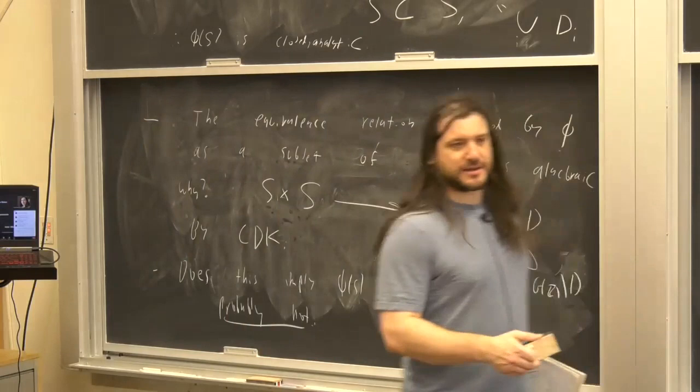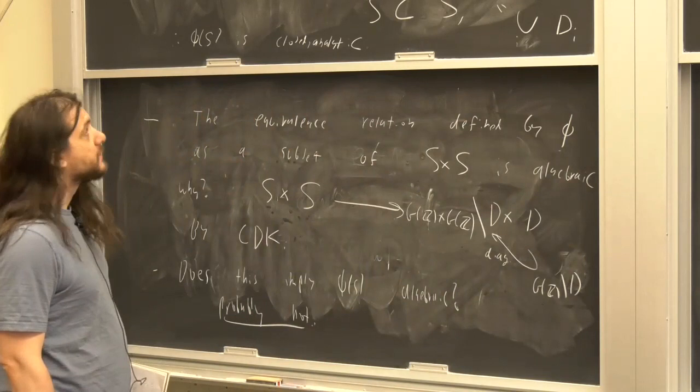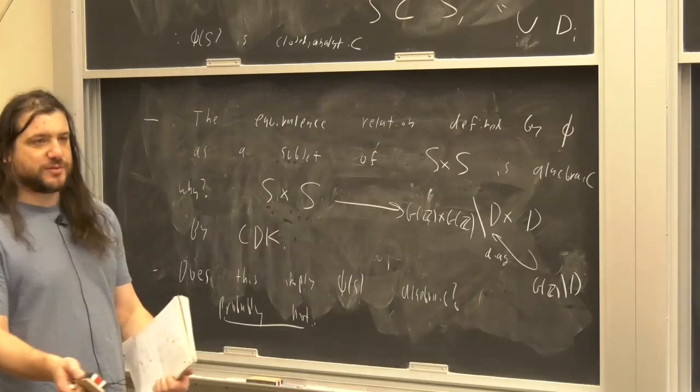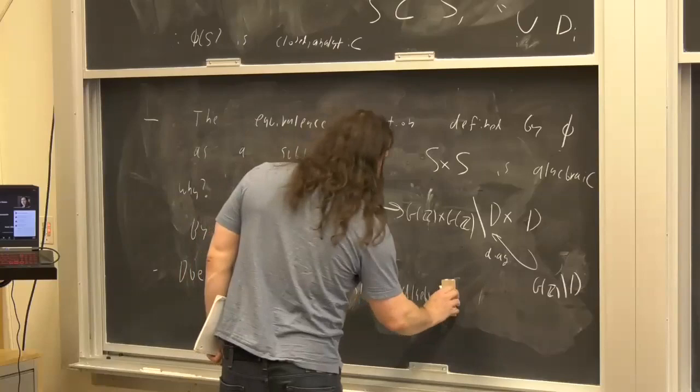Yes. What does the question actually mean? What if phi of S is some subset of this analytic space? What does it mean to say that it's algebraic? That's a great question. I'll talk about that in a second. That's part of the question.